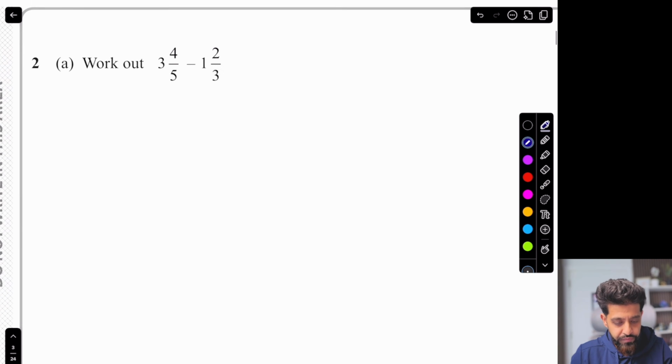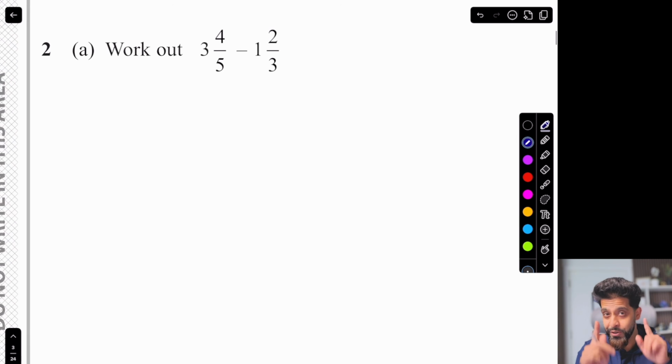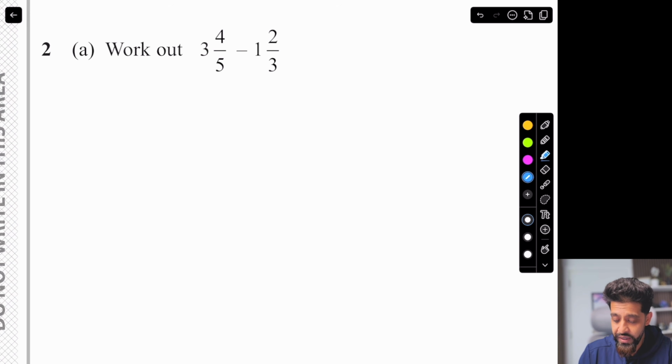Question number 2. It says work out. Remember, it's a non-calculator paper. So you've got to do everything without a calculator. So what do we have? We have two mixed numbers and we are taking them away. Very first thing you want to do is make the mixed number into top heavy, both of them. So how do we do that?